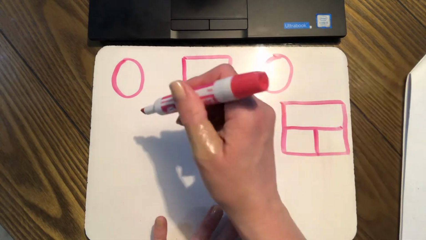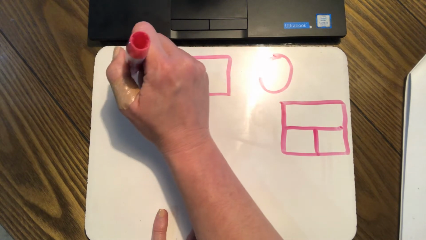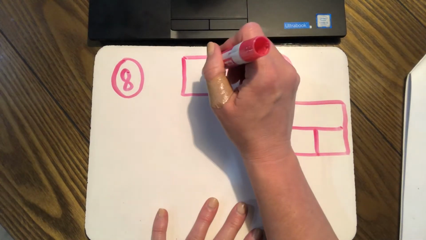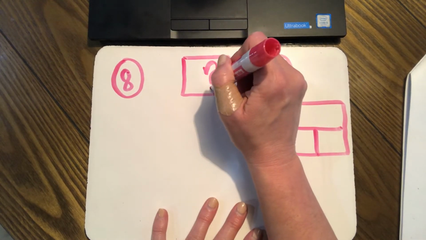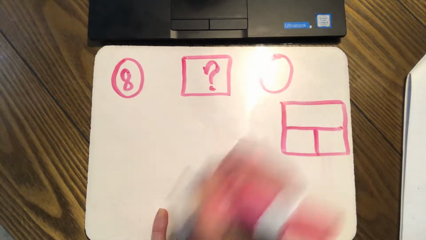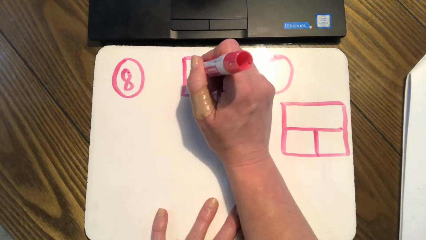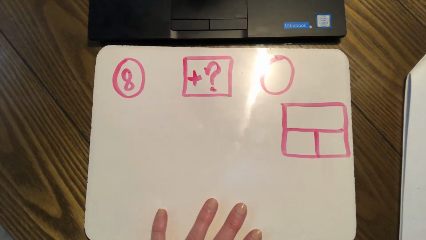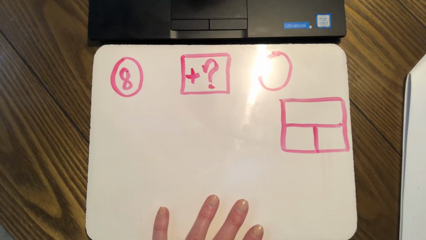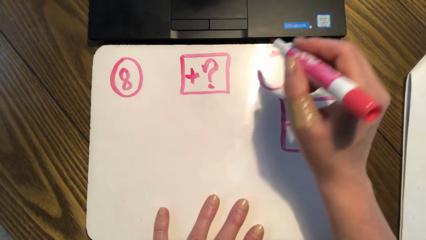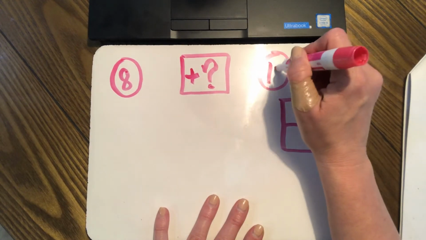So in the beginning, Maria had 8 balloons. And then the story says she got some more. It doesn't tell us how many she got. So that's where the mystery number goes. That's our change. It's what we're looking for. And we know that when I get more, it's add, because more is more, right? And now she's got 12 balloons.